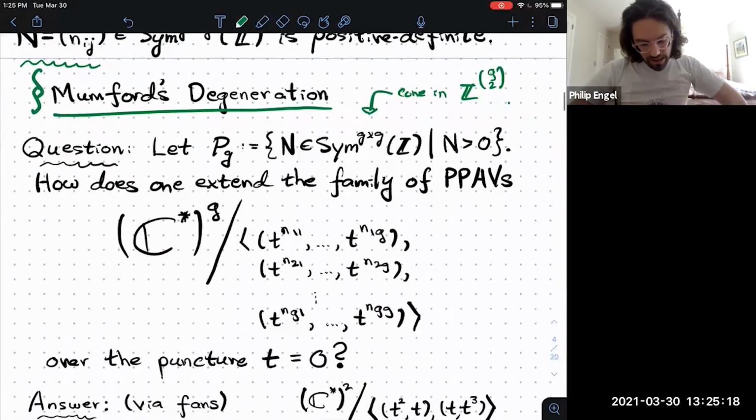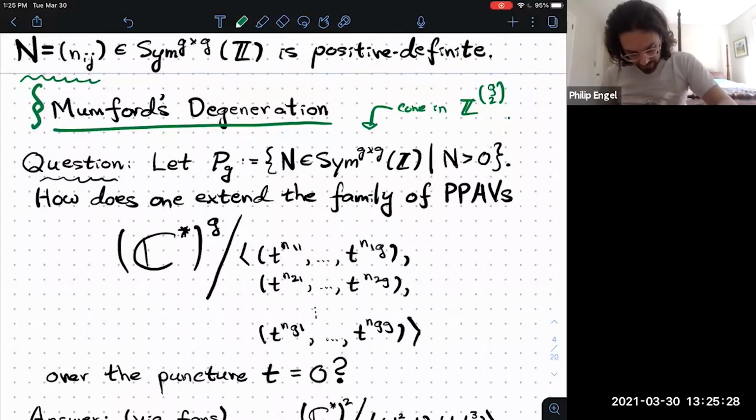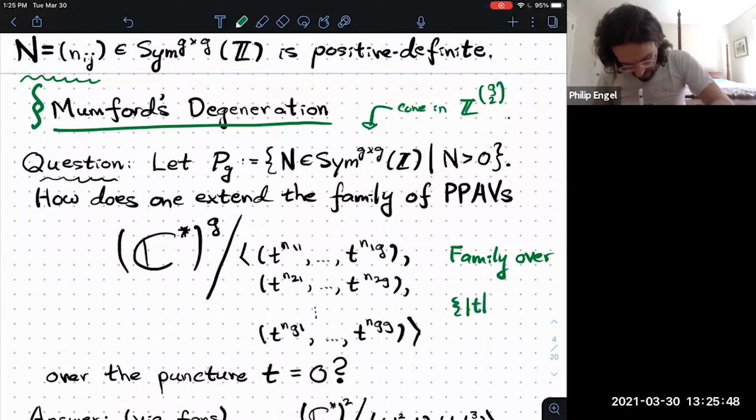So let me just focus specifically on this family of abelian varieties. So this is a family of abelian varieties over, well, it's not really over A1 minus the origin. It's a family over the open unit disk minus the origin.